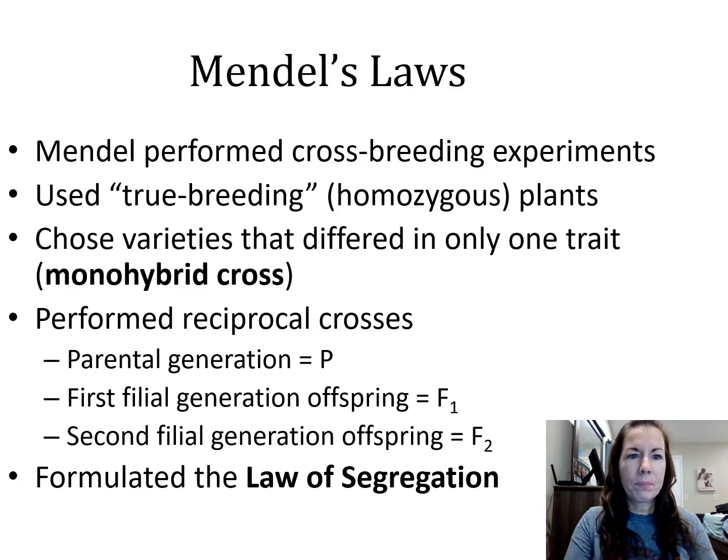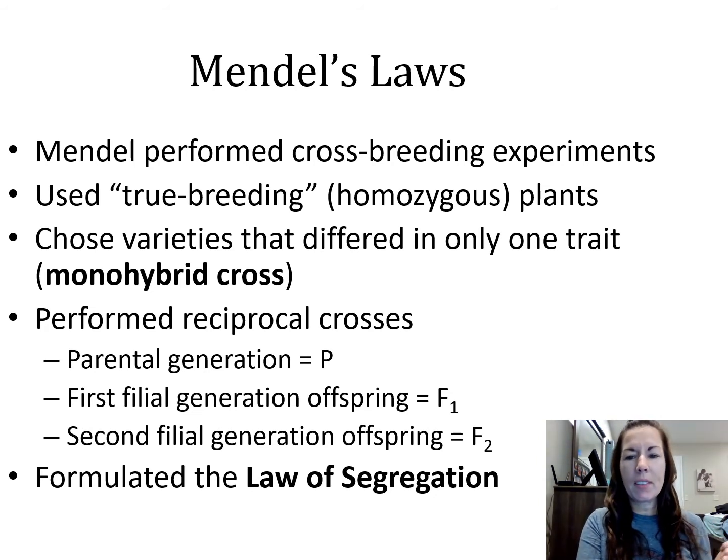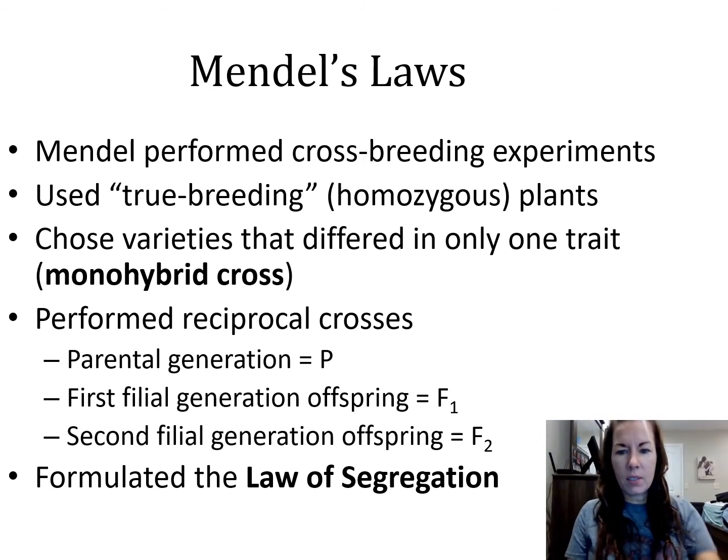Essentially, Mendel performed some crossbreeding experiments. At first, he used true breeding homozygous plants, and initially he started with plants that differed in only one trait, like a tall plant and a short plant, with everything else the same. He did some reciprocal crosses. He looked at the parental generation, the first generation, which he called the F1 generation, and the second generation, which he called F2. And because of his data with monohybrid crosses, he was able to formulate the law of segregation.